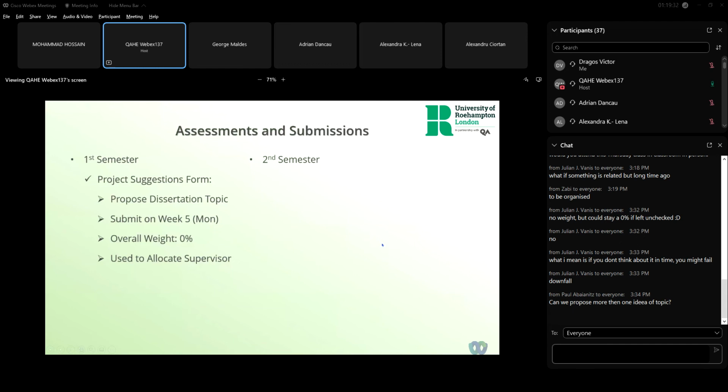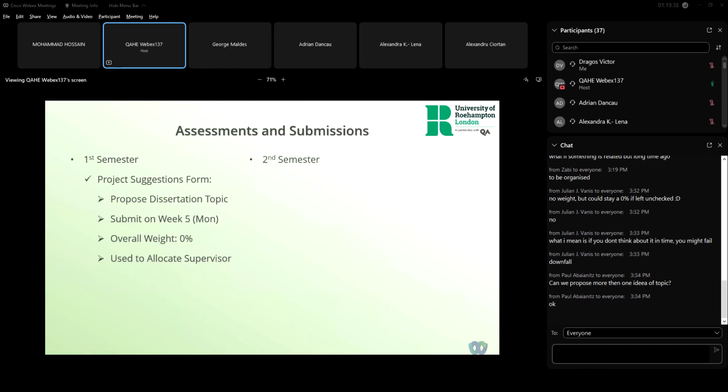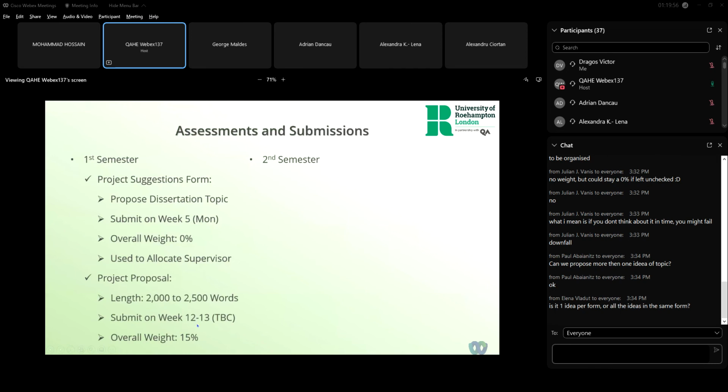And during the feedback, you can rethink what may be more appropriate for your topic and start developing that. Okay. So in semester 1, you submit your project suggestions form and you also submit your project proposal. The project proposal is between 2,000 and 2,500 words. At the end, one idea per form, please. Submit at the end of semester 1, and the weight of your proposal is 15%, right?